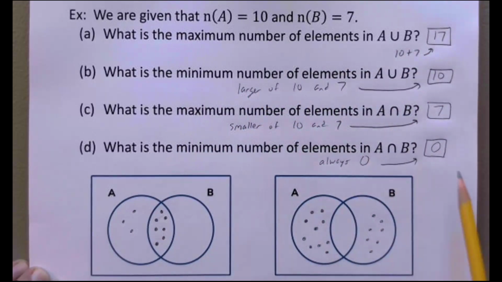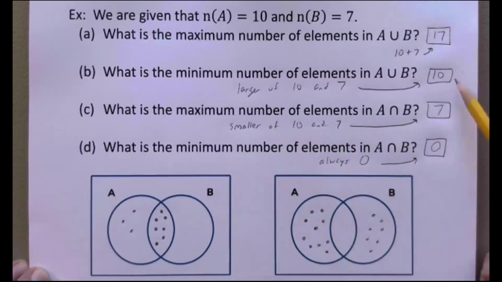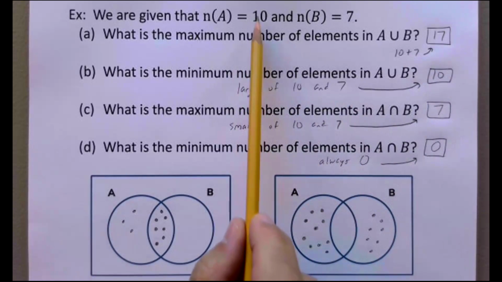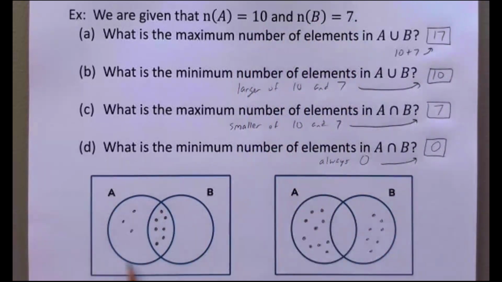When you're answering a question like this, the minimum intersection is always going to be zero. You can always draw it so there's nobody in the middle. This is always going to be the smaller of the two numbers. This is always going to be the larger of the two numbers. And this is always going to be the sum of the two numbers. So what we're basically asking here is to try to draw it so we have as many dots as possible, but still satisfying this. And then over here, I was trying to draw it so we have as few dots as possible, but still satisfying both.